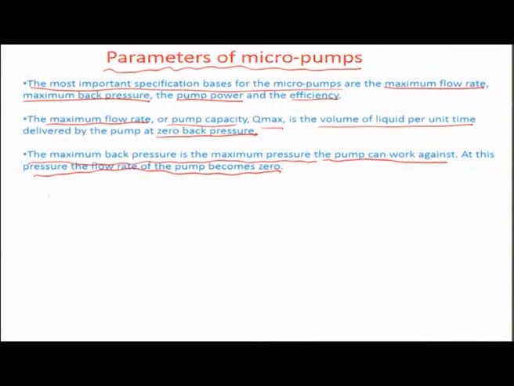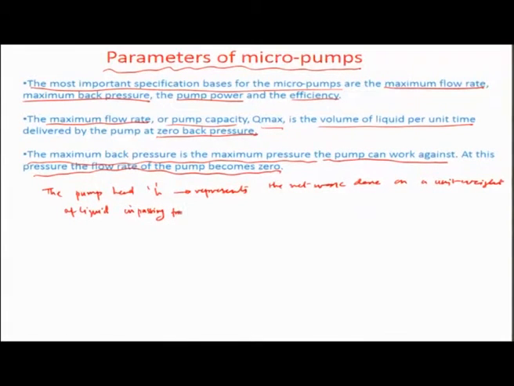So, let us now compute the pump head, how we can estimate some of the parameters which are needed for actuation design or actuator design. So, the pump head H kind of represents the net work done on a unit weight of liquid in passing from inlet or suction tube to the discharge tube.